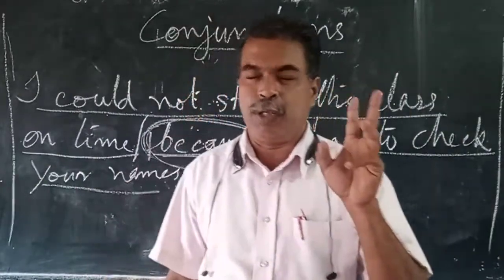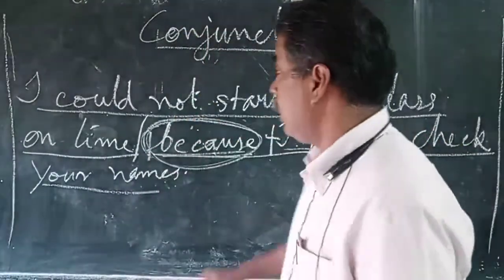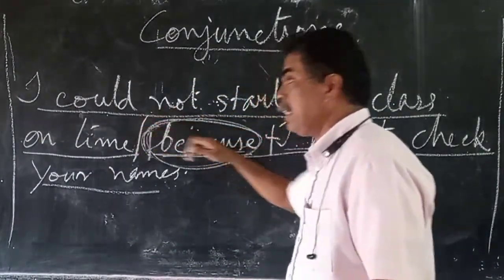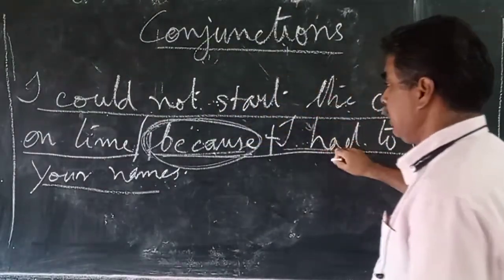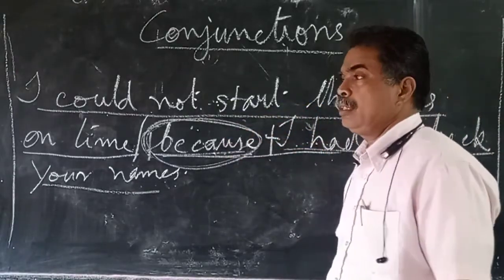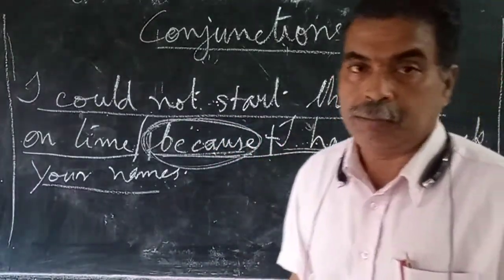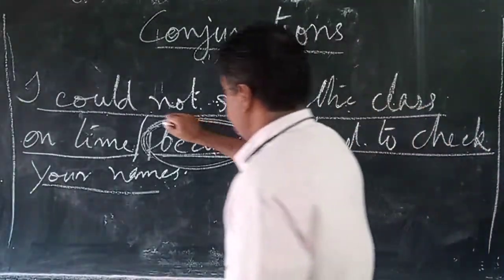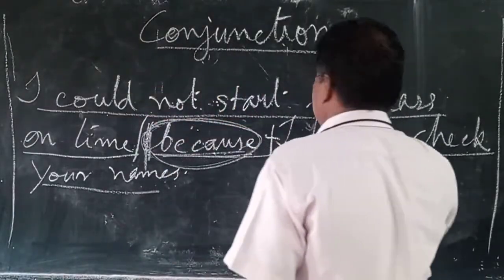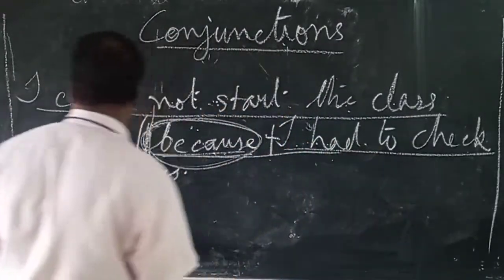Now I told you a subordinating conjunction is a conjunction that is used to connect one coordinate clause and one subordinate clause. Now you can understand it. When you use this, as part of this larger sentence, this gets connected to this. This cannot be separated from this. That's a problem. So when that kind of situation comes and you divide this sentence into clauses, one clause will be: I could not start the class on time. The second clause begins here: because I had to check your names.